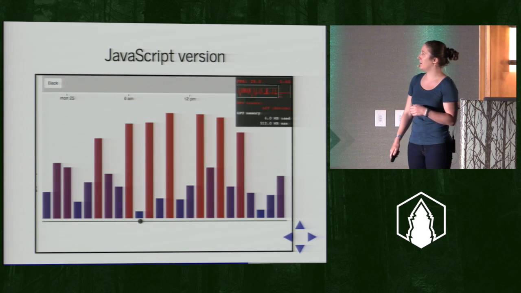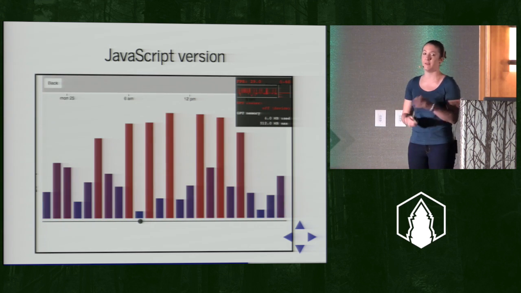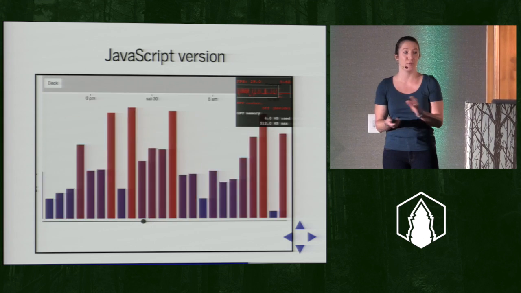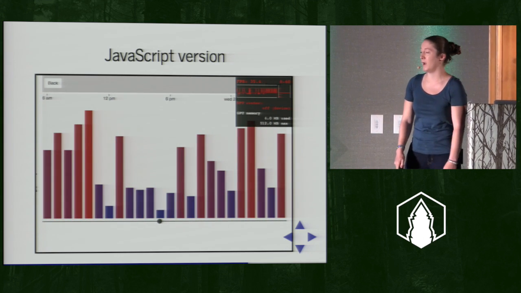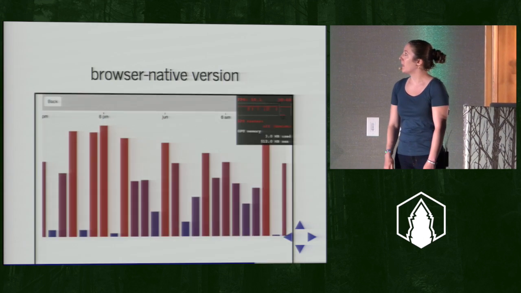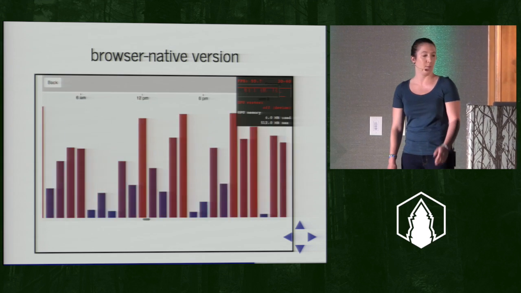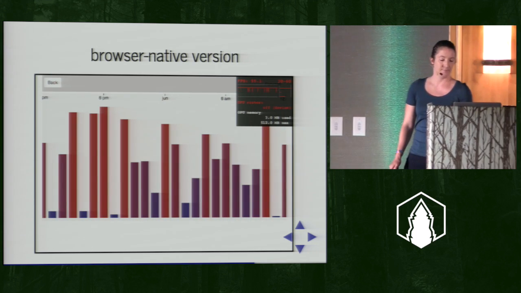And here's a little bit of evidence for that. Here's the JavaScript version. The frame rate was in the 30s. And this is a toy example that's not even remotely as complex as what I was actually working on for my company. And then here's a browser native version, which has a frame rate that's way up in the 50s.